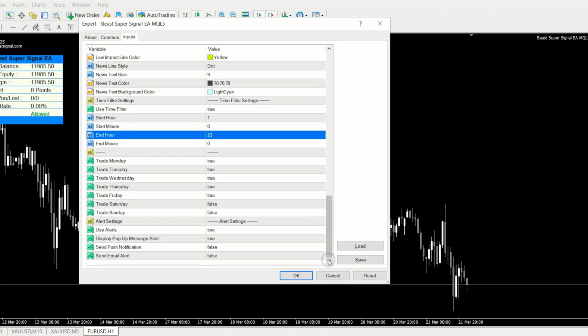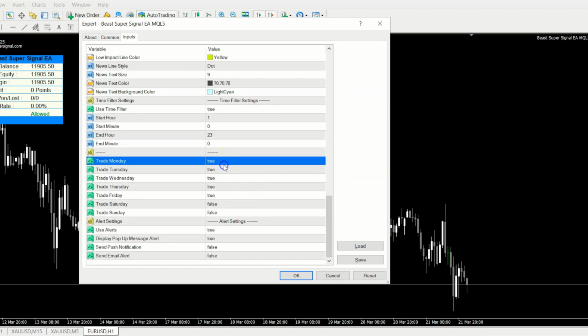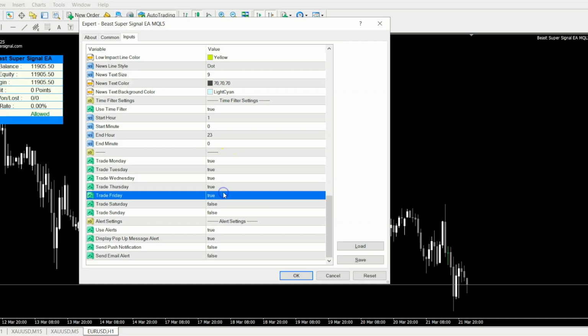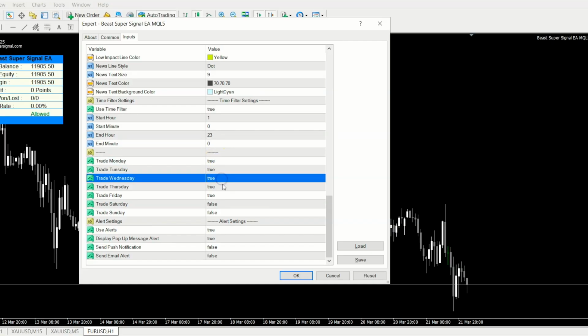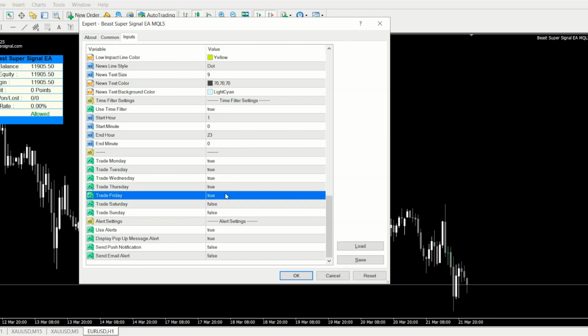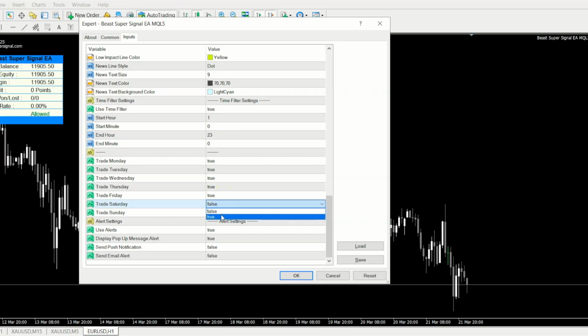The next one we have is a day trade filter, so you can choose the days you want the EA to trade. Some people don't like to trade on a Monday. You can set this to false. Some people don't like trading on Fridays. It's entirely up to you. And for those of you who enjoy trading crypto like Bitcoin, Ethereum, this kind of thing, you can let it trade on Saturdays and Sundays, because of course the crypto market is 24/7.